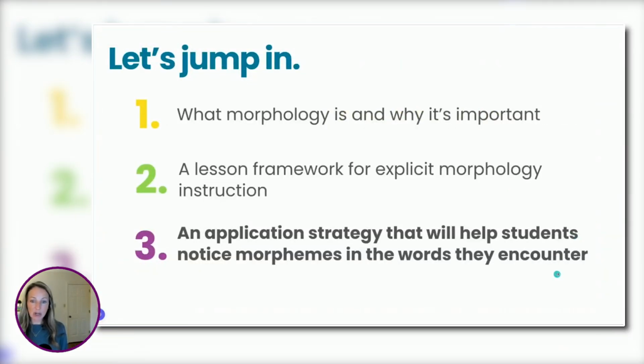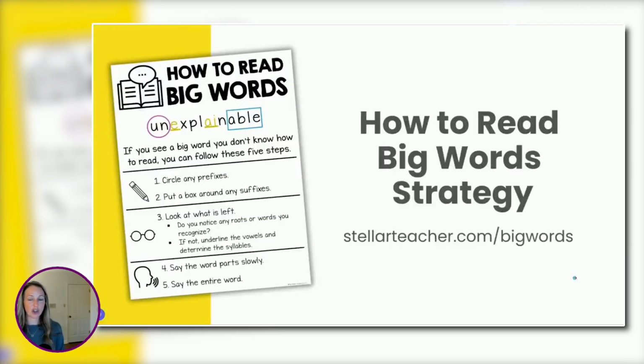So the last thing that we want to talk about is an application strategy that will help your students notice morphemes in the words they encounter. Because again, the goal is not just that students memorize a list of prefixes, suffixes, and roots. The goal is that when they see a word they are unfamiliar with, they have tools in their toolbox that can help them read it correctly and figure out the meaning.